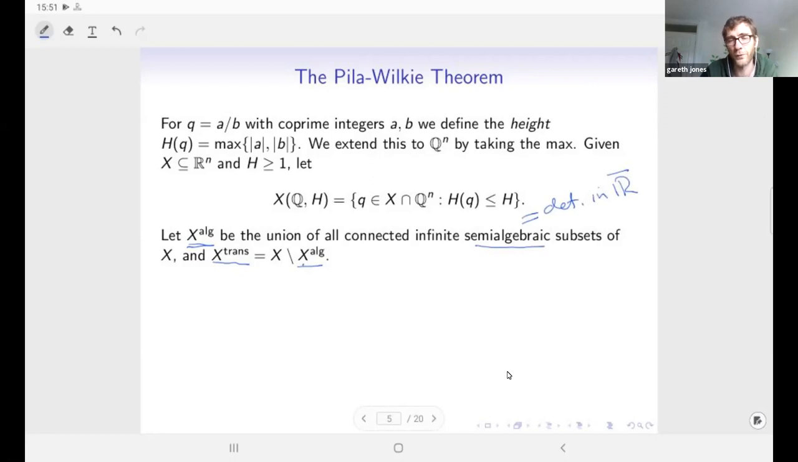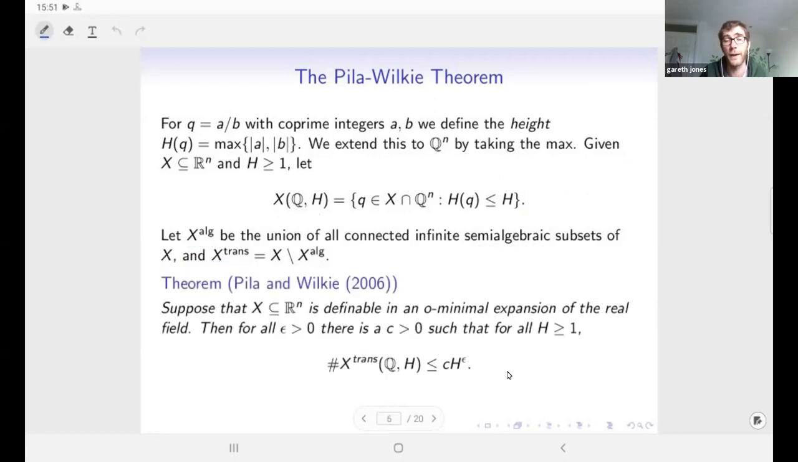All those possible obstructions to having a good bound on the size of this set are hopefully in this X^alg, and the Pila-Wilkie theorem says that that is the case. So here's the theorem. We have a definable set X in some O-minimal expansion of the real field. Then for every epsilon, there's a constant c such that for all H, the number of points in the transcendental part of X, of Q^n with height at most H, is less than or equal to c H to the epsilon.